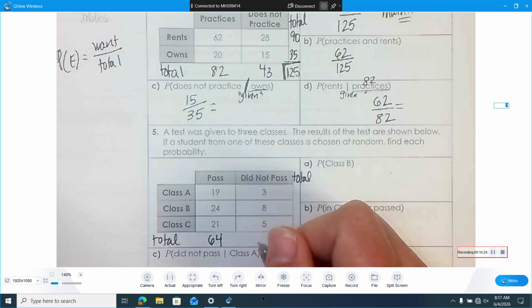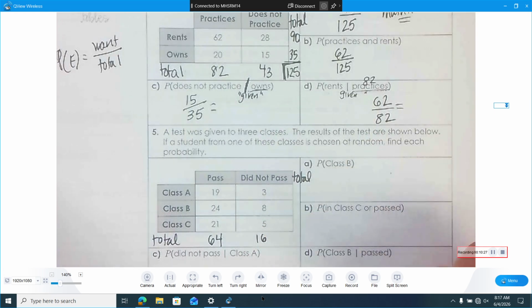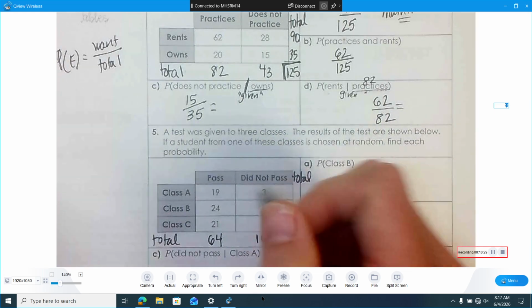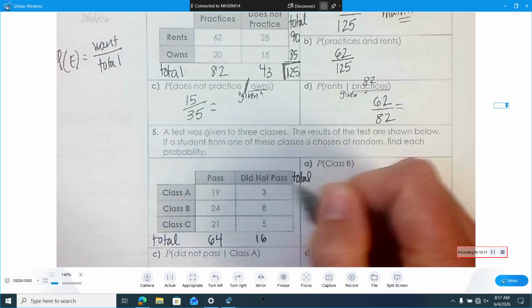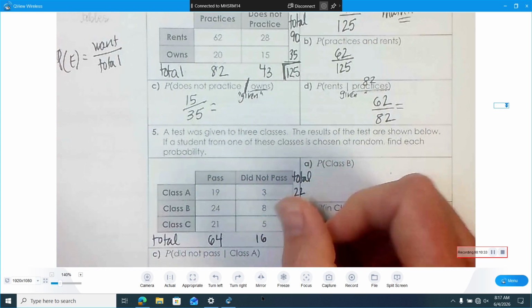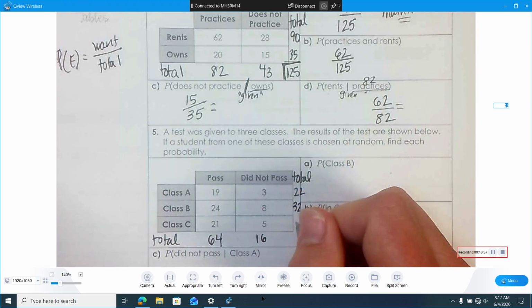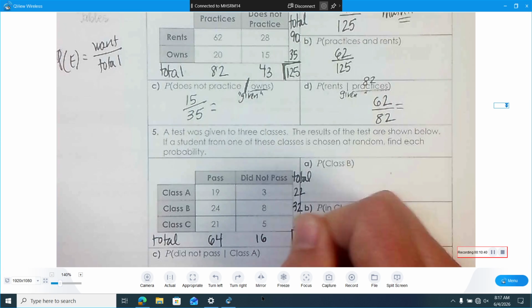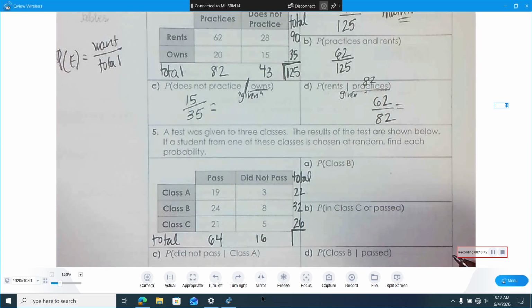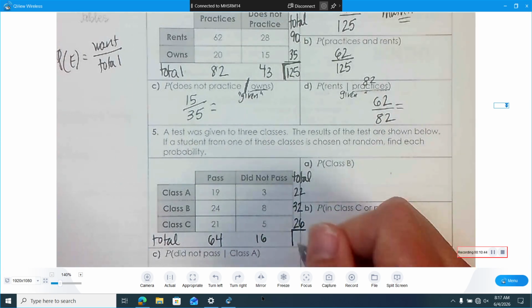3, 8, and 5 is 16. Okay. And then the total this way, 19, 20, 20, 22. 24 and 8 is 32. And 21 and 5 is 26. And the total, 70, 80?